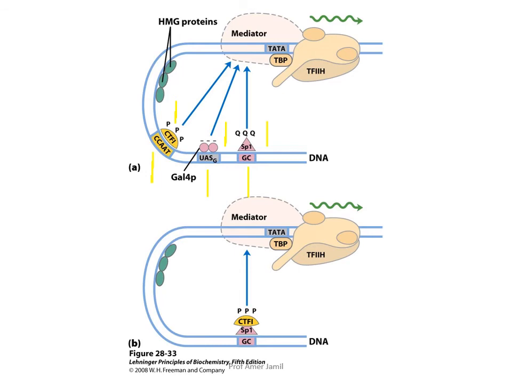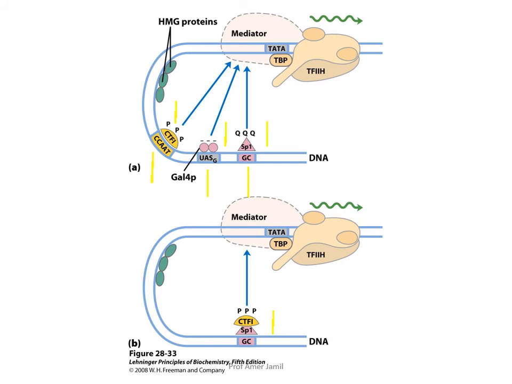Now if SP1 binds to this GC box, it has a glutamine rich domain and it can activate certain types of genes. Similarly, CTF1 binds to CCAAT and its proline rich domain can activate certain genes, and similarly the UAS and Gal4p, as I mentioned in this example earlier. And we can also swap this, like in this case SP1 binds to the GC box.